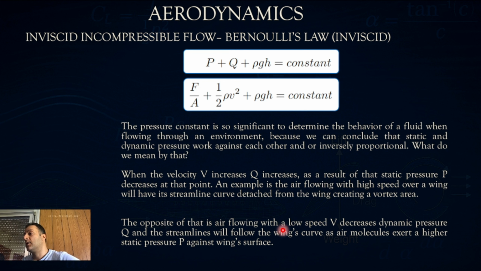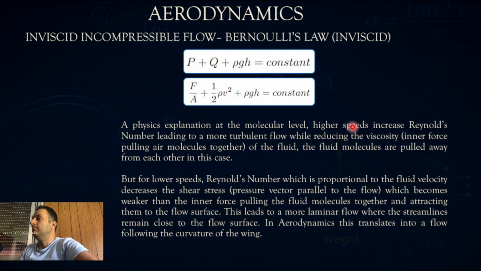The opposite of that is the air flowing with a low speed: v decreases, dynamic pressure q decreases, right? Because it's flowing at a low speed. So it means that the streamlines will follow the wing's curvature as air molecules exert a higher static pressure p against the wing's surface. A physics explanation at the molecular level: higher speeds increase Reynolds number. Why? Because Reynolds number is equal to rho VL over mu, so it's proportional to the velocity of the flow. This leads to a more turbulent flow while reducing the viscosity. Why? Because they are inversely proportional, viscosity being the inner force pulling air molecules of the fluid together. The fluid molecules are pulled away from each other in this case. They are more detached from each other because a high velocity will overcome the resistance, the inner friction of these air molecules.